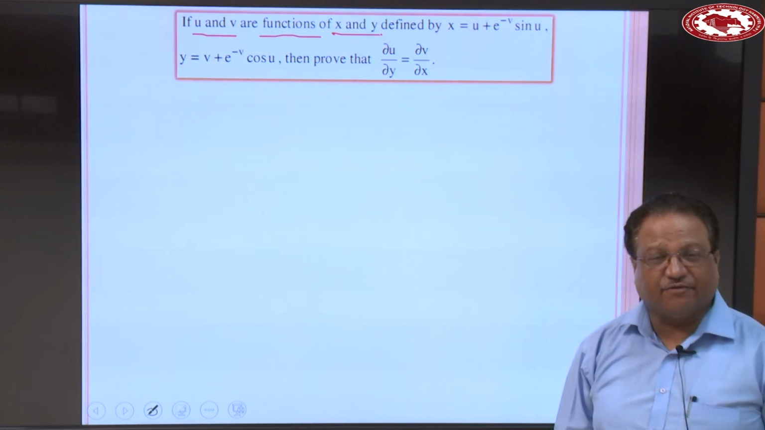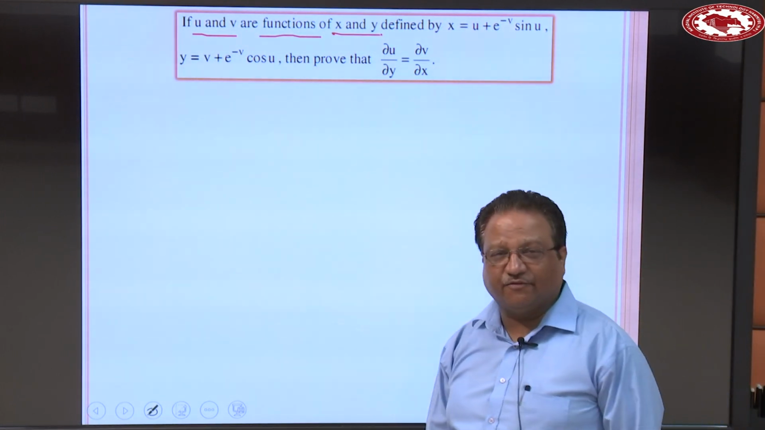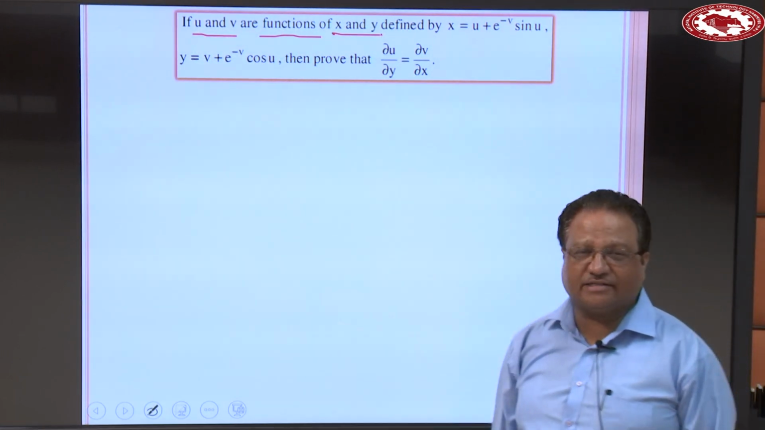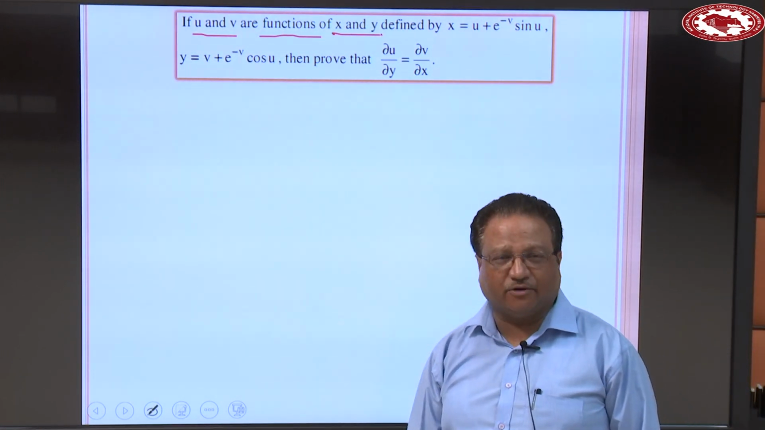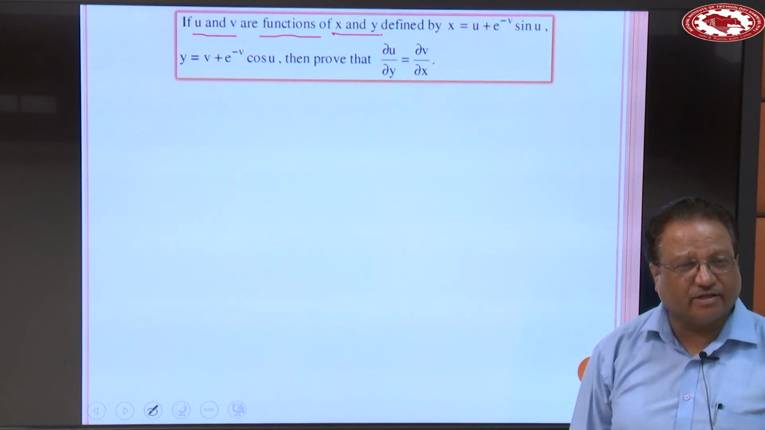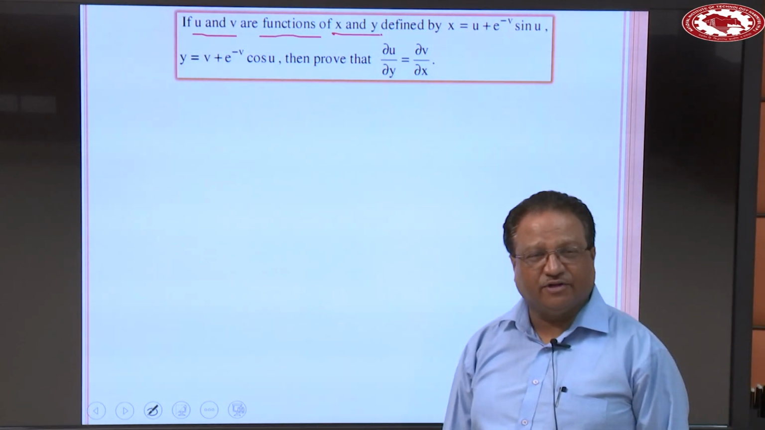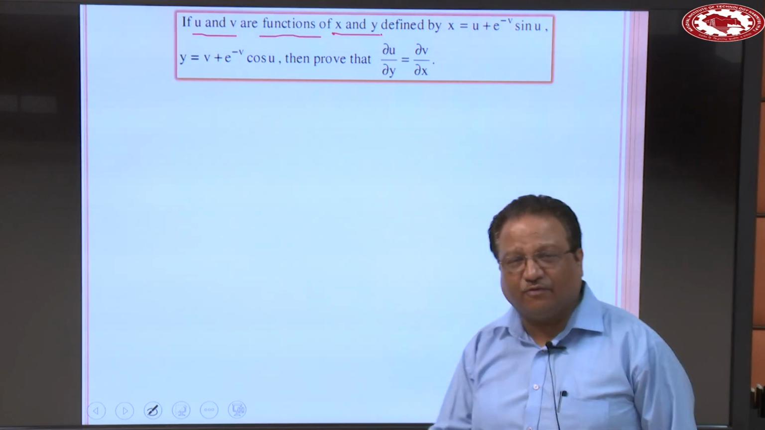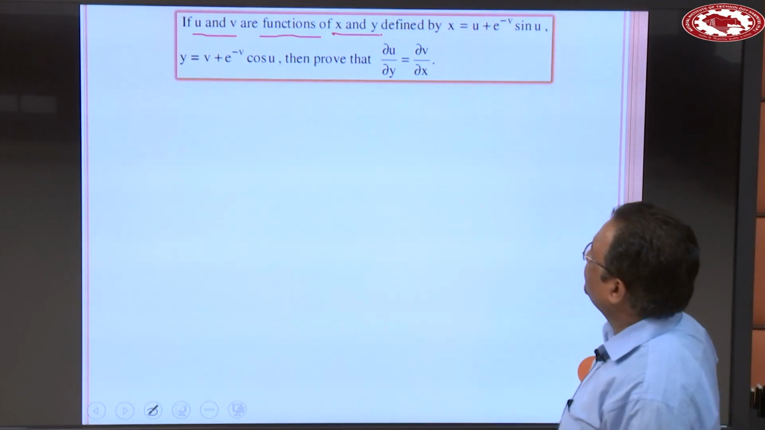This means that u, v are dependent variables and x, y are independent variables. This means we can differentiate u with respect to x, we can differentiate u with respect to y, we can differentiate v with respect to x, we can differentiate v with respect to y. This is not given as x and y being functions of u and v, but the given statement is u and v are functions of x and y.